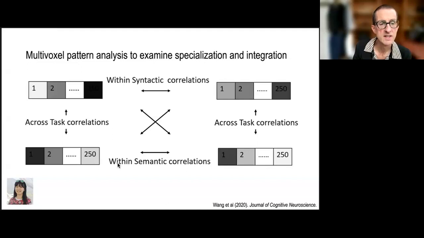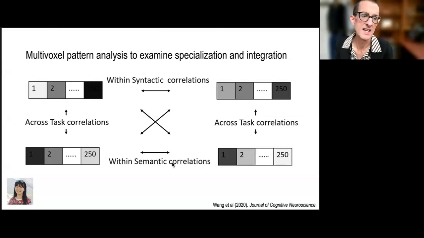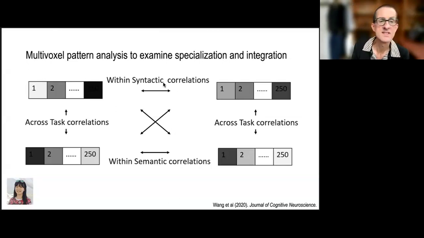So these are high correlations. Basically the idea is that if you have within-syntactic correlations, say between run 1 and run 2, that are larger than across-task correlations, that is an indication of specialization. So that's the approach we looked at to look at specialization.